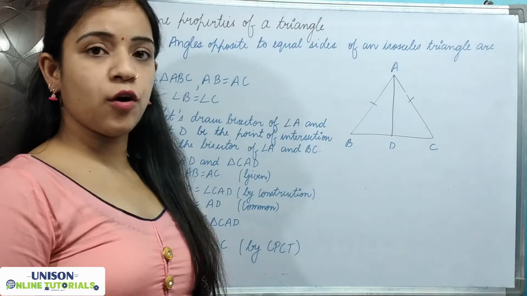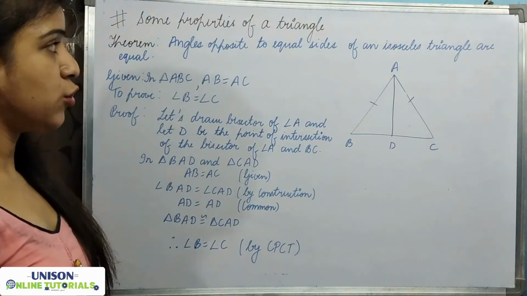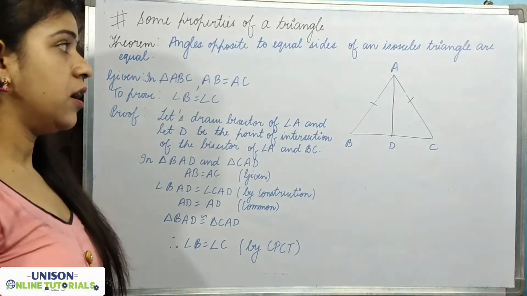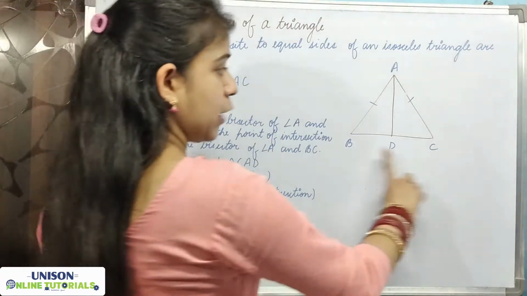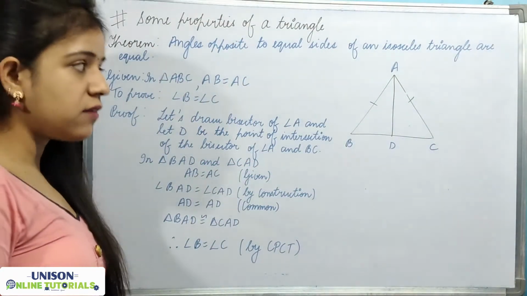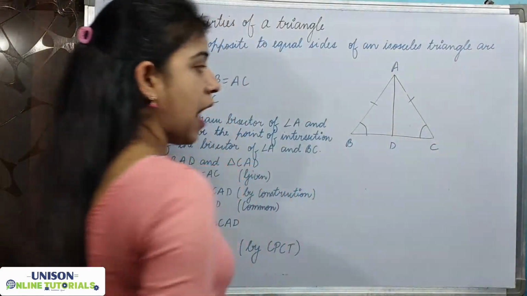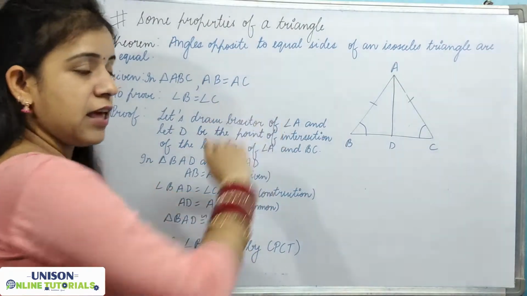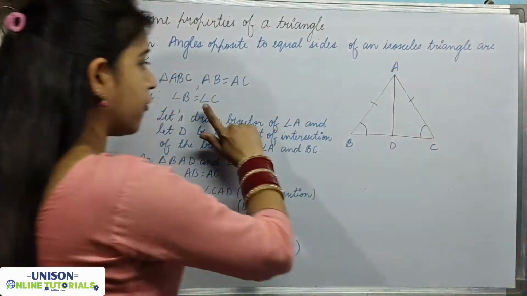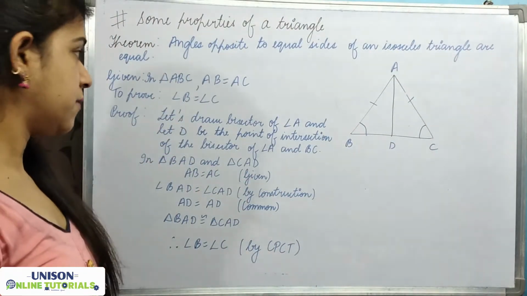Discuss some properties of a triangle. First property: angles opposite to equal sides of an isosceles triangle are equal. Here it is given that AB equals AC, opposite sides are equal, then we have to prove that opposite angles will be equal. So we have to prove that angle B equals angle C, and it is given that triangle ABC is an isosceles triangle, therefore AB equals AC, and we have to prove that angle B equals angle C, that is opposite angles.